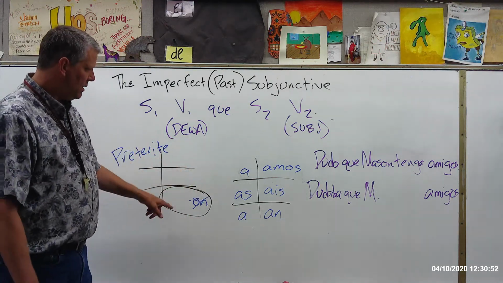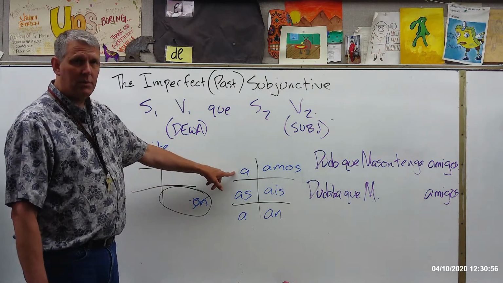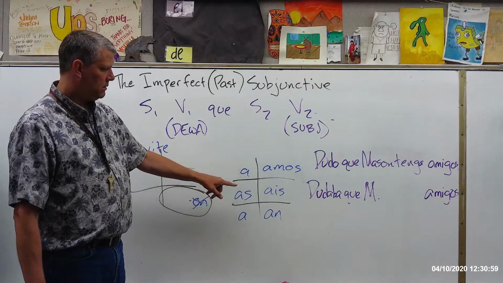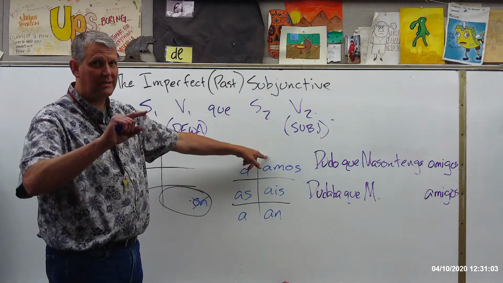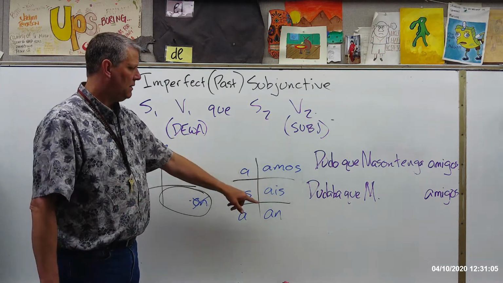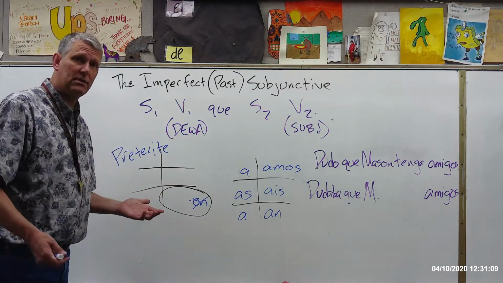Then you bring it over here. So if we do bailaron, we drop the O-N, we're left with bailar. The yo form of the past subjunctive is bailara. Tú form, bailaras, bailara, bailáramos. Accent on the A there, bailáramos. Bailarais and bailaran. Okay, now, what about all those nasty irregulars in the preterite?